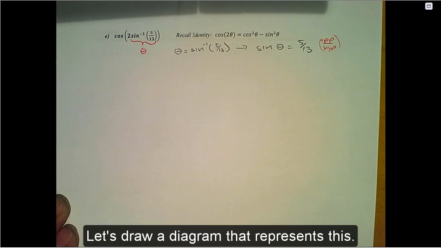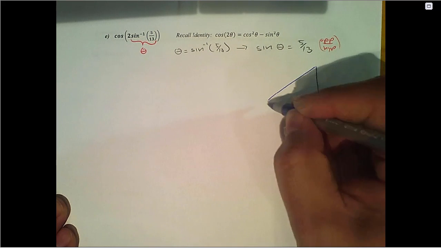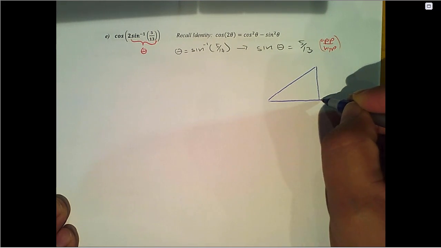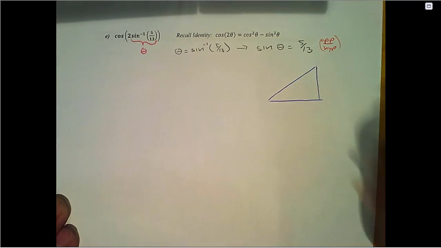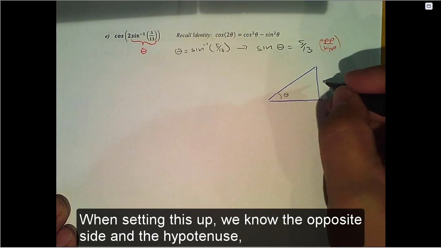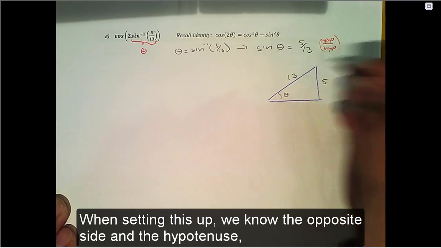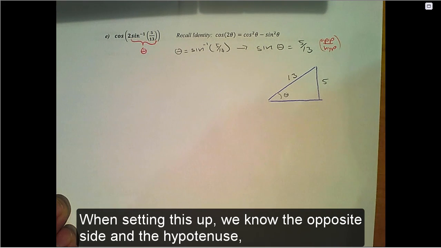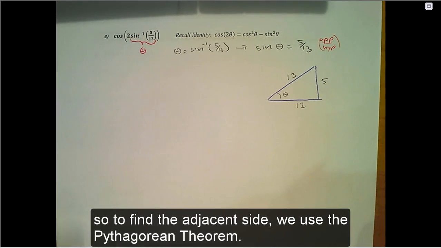Let's draw a diagram that represents this. When setting this up, we know the opposite side and the hypotenuse. So to find the adjacent side, we use the Pythagorean theorem.